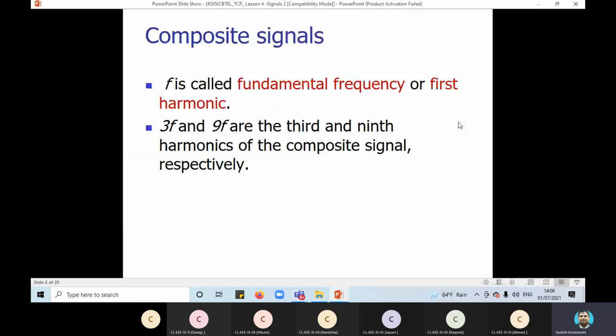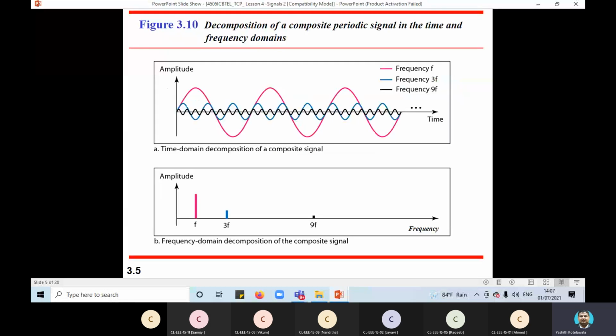Right, so now here we have the summarization of the previous discussion. Composite signals, f is called the fundamental frequency or the first harmonic. There you go. Fundamental frequency or the first harmonic. How come the fundamental became the first harmonic? You call f the fundamental for a reason. Why? That is the base. That is the base frequency. That is the original frequency that we are using. So you can call it the fundamental.